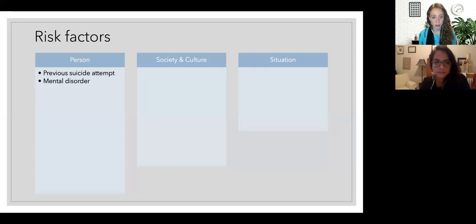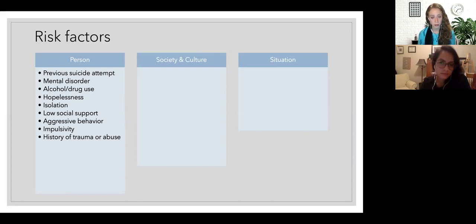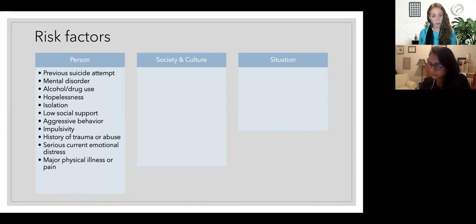Some of these, we'll just list them out, include previous suicide attempts, having a mental disorder, using alcohol or drugs, hopelessness, isolation, having low social support, not much of a network around you to support you and help you when you're having a difficult time, aggressive behavior, impulsivity, having a history of trauma or abuse where you've come very close to dying, or if you've experienced a lot of abuse from others, having a serious current emotional distress for any reason, having a major physical illness or pain, a family history of suicide, if it's been close to you in some way before, that can increase people's risk. And neurobiology, there's some things related to brain chemistry and the way that interacts with the rest of our bodies that can make certain people more prone to severe depression and other things like that.